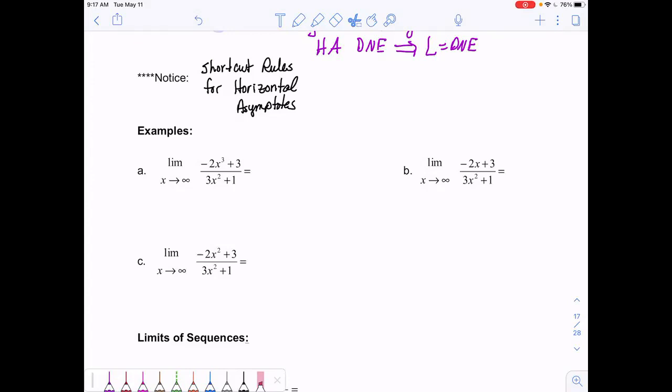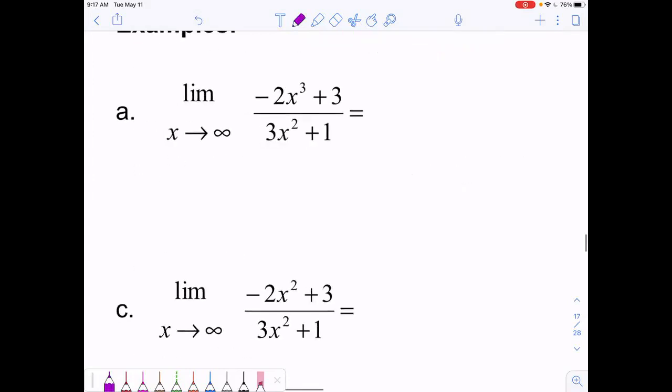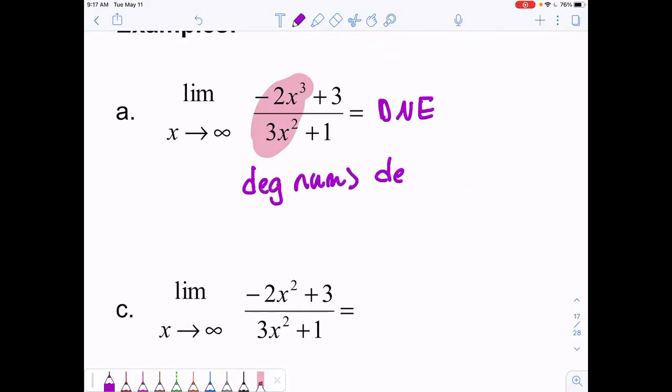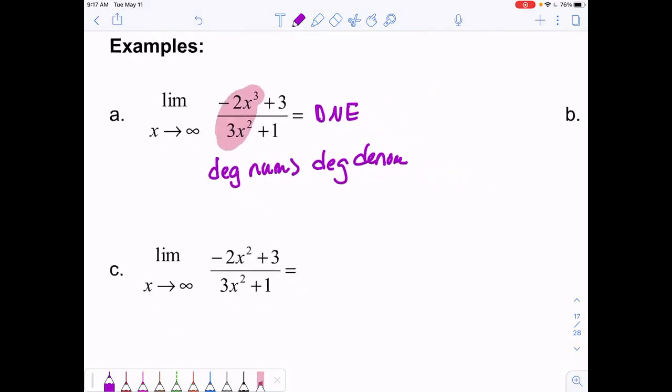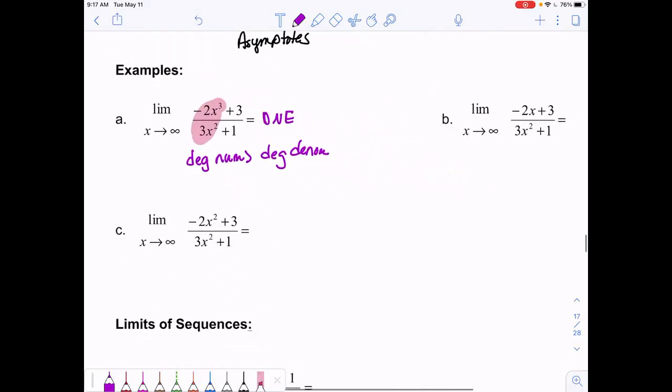There's really not much work you can show. So Darby, what'd you say for letter A? Yeah. So looking at those exponents, the degree of the numerator is larger than the degree of the denominator. So that limit does not exist. Sorry, chicken scratch there, writing quickly.